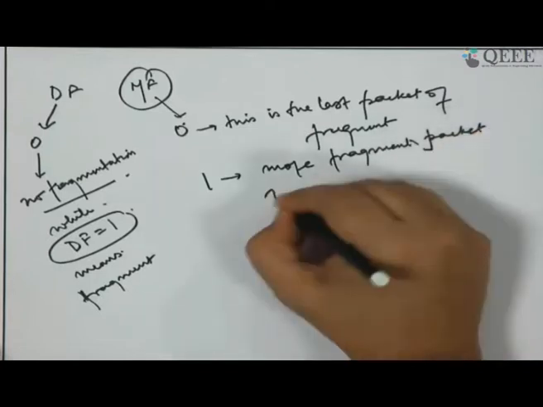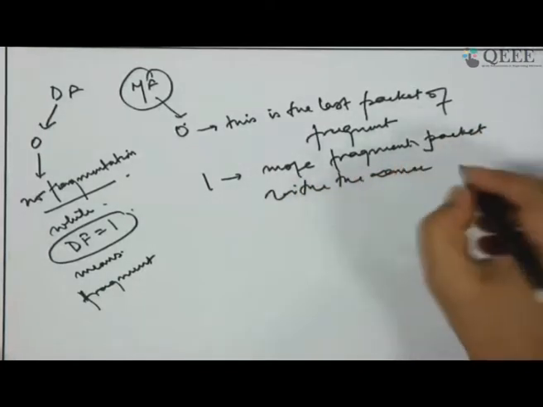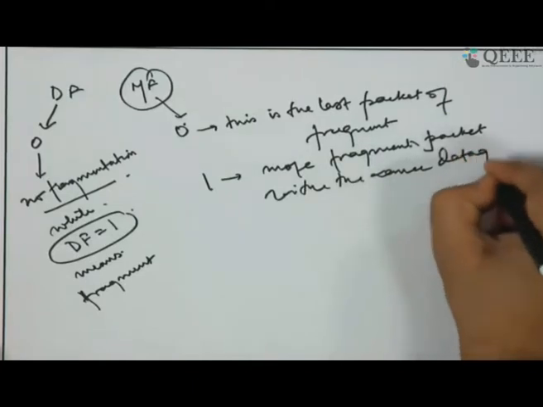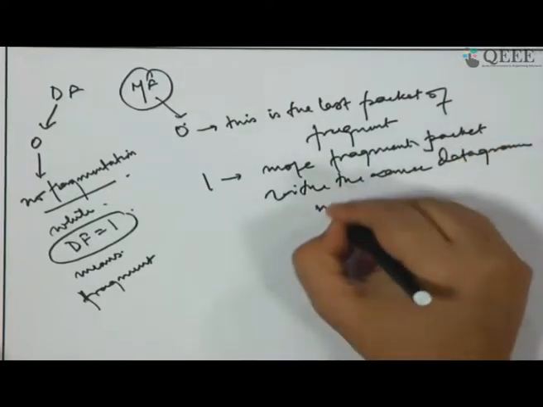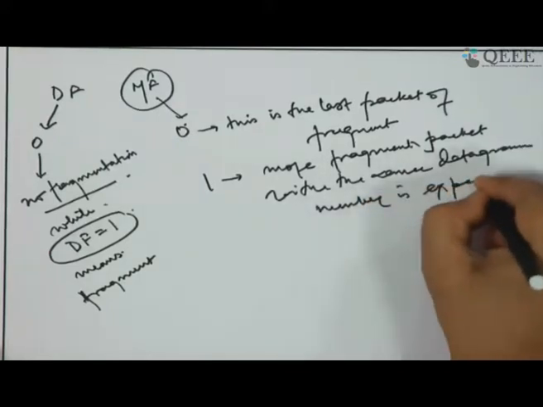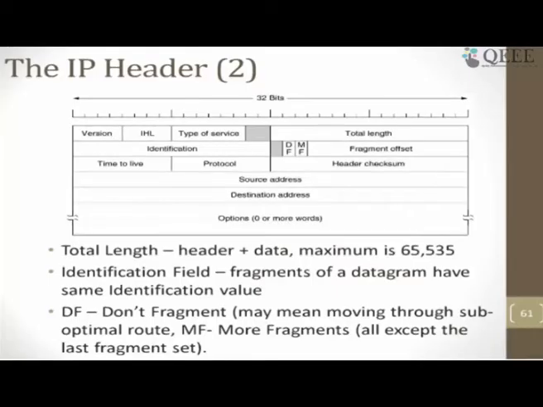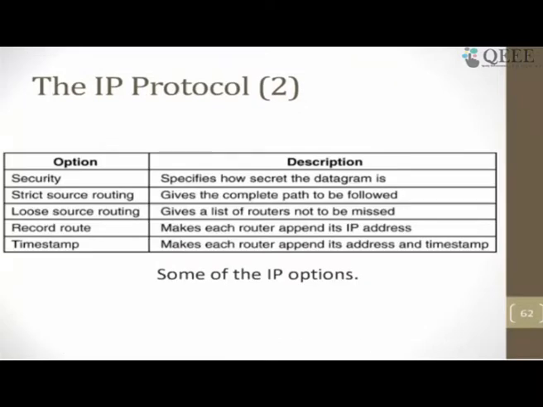with the same datagram number is expected. Okay, fine. So more of the datagram number is expected. I guess you are getting it.